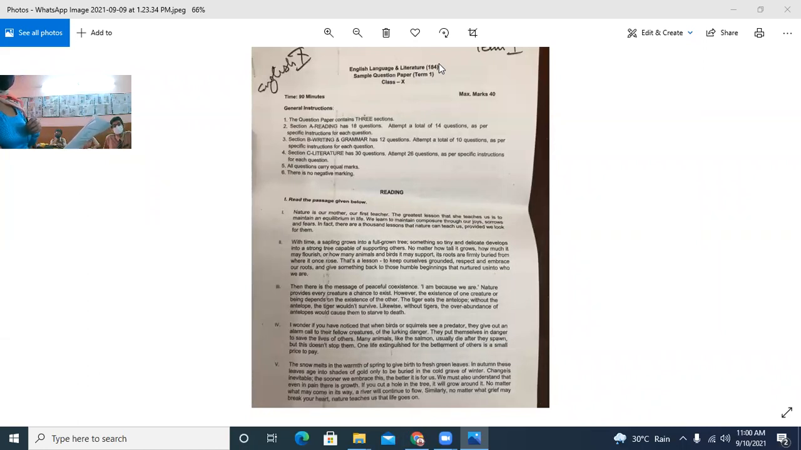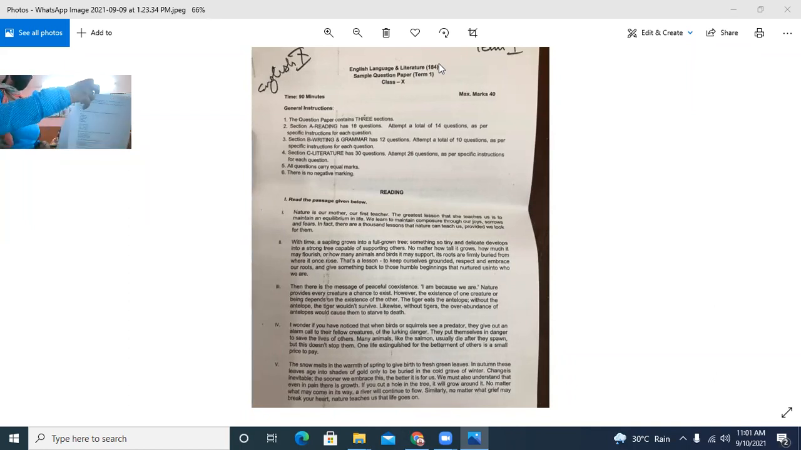Change is a law of nature. Nothing is permanent in our life. And this is again exemplified here. If you cut a hole in the tree, it will grow around it. Yes, this is also reality. And no matter what may come in its way, a river will continue to flow. Similarly, no matter what grief may break your heart, nature teaches us that life goes on.